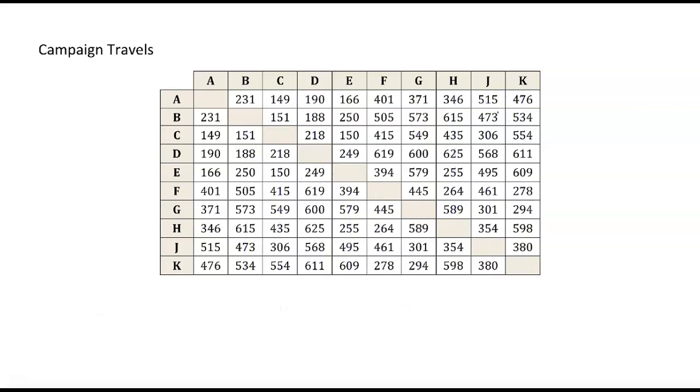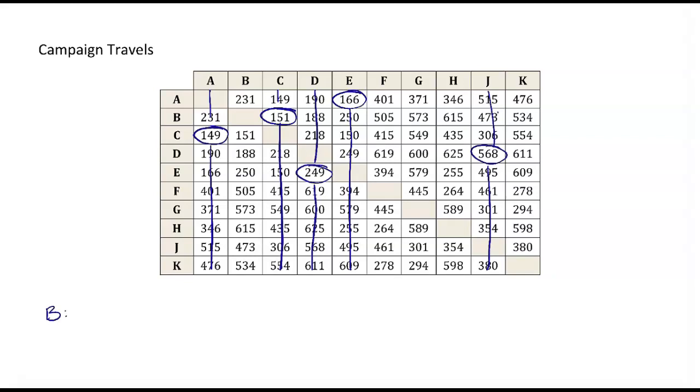I'll start this process over with vertex B. Looking at the row associated with city B, we see that the nearest neighbor is C. Looking down row C, we see the nearest neighbor is A. Looking down row A, the nearest neighbor is E. Looking down row E, we find the nearest neighbor is D. Next, we look down row D and find a nearest neighbor, J.